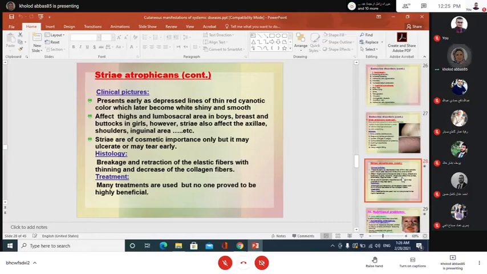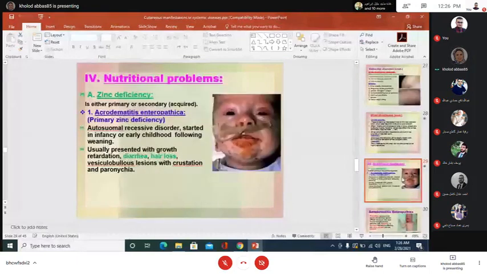Treatment: there are many modalities. We can use laser, topicals, creams, emollients, but none has proved to be highly beneficial. We finished endocrine disorders, the common endocrine disorders associated with the skin. Now we start with nutritional problems.